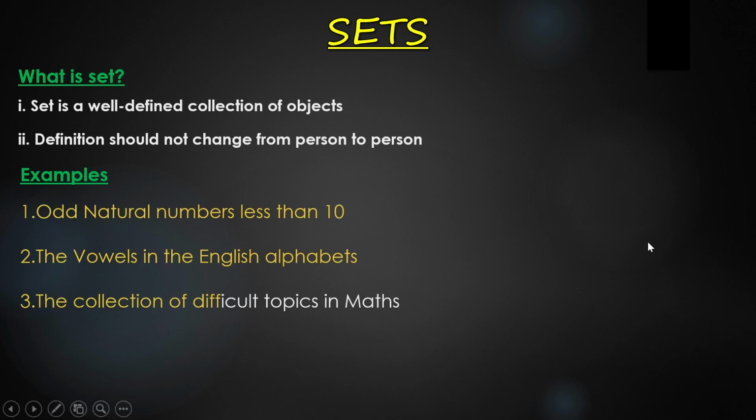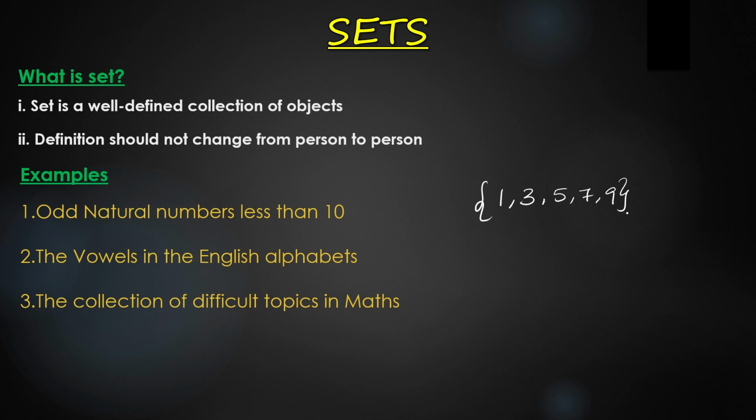If you observe example number 1, it mentions odd natural numbers less than 10. What are the odd natural numbers less than 10? Here we have 1, 3, 5, 7, 9. So these are the odd numbers less than 10. So it is a set, and it is well defined and does not change from person to person. If anyone takes odd numbers less than 10, these numbers only we will have in our number system.